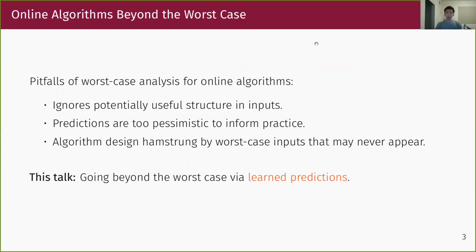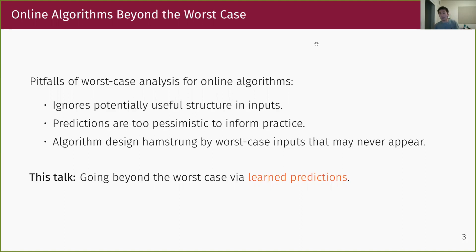So as lovely as the worst case framework is for analyzing online algorithms, there are also several limitations. One limitation is that worst case algorithms ignore potentially useful structure that we can find in the inputs. And so if, for example, there are patterns in the inputs or some sort of worst case never occurs, we don't really take advantage of these factors. Moreover, the predictions made by the worst case framework are oftentimes too pessimistic to inform practical decisions.